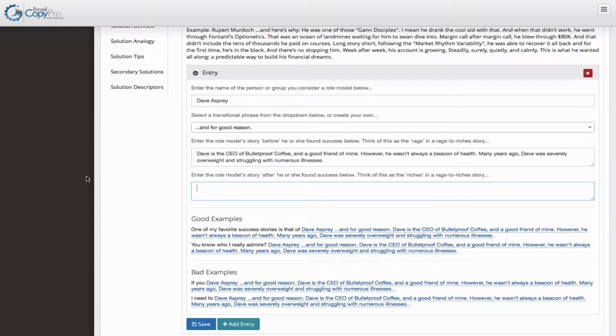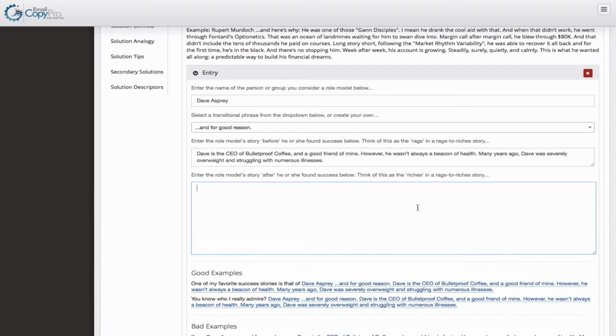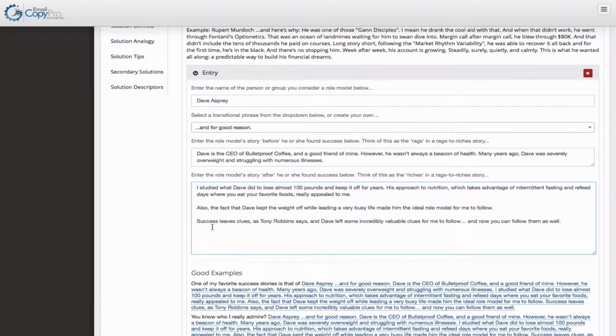And I'm going to enter this as the after story. I'm going to expand this window and note that you can use paragraphs here. It's no problem. Just make sure you don't have any paragraphs at the end and remove that last period. So in this period too.